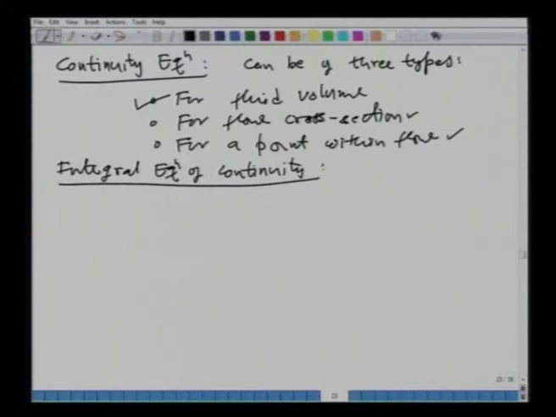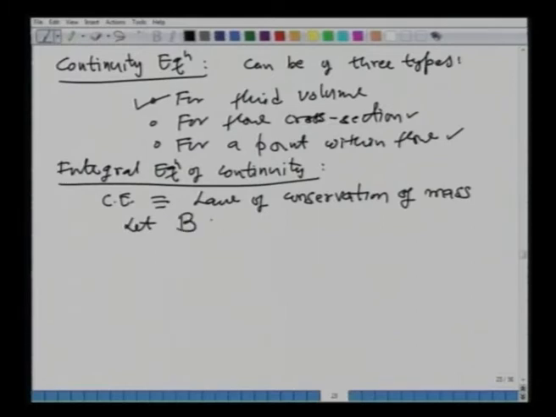Okay. As we know, what is a continuity equation? It is nothing but the expression or representation of the law of conservation of mass. So, the extensive property in our Reynolds transport theorem will be the mass of the fluid.